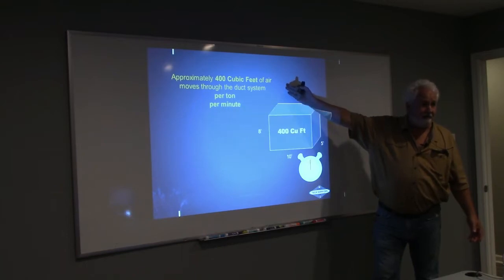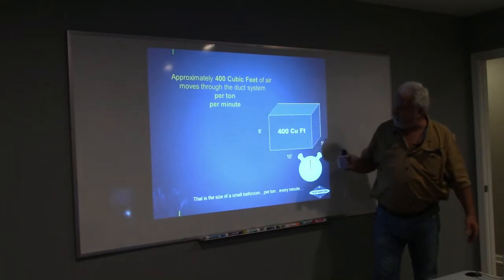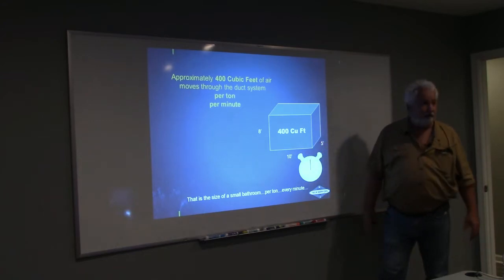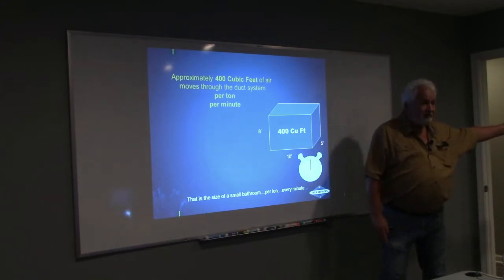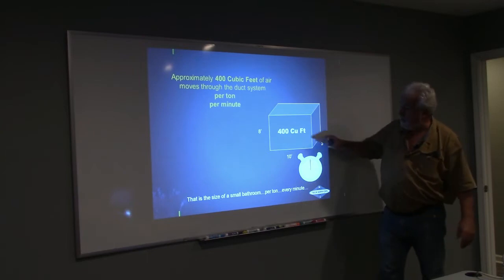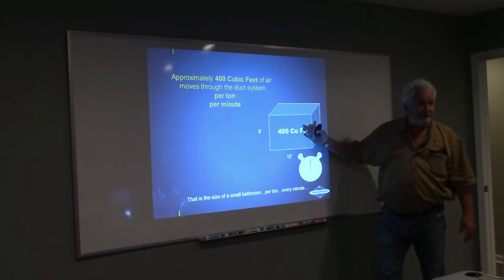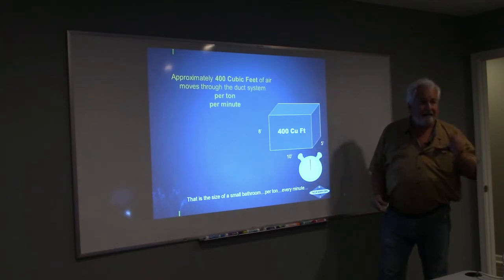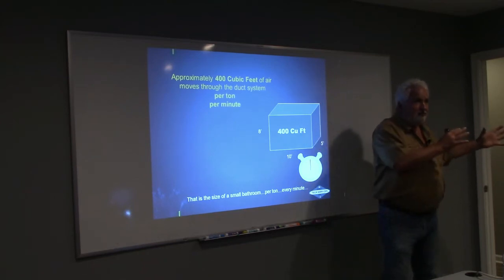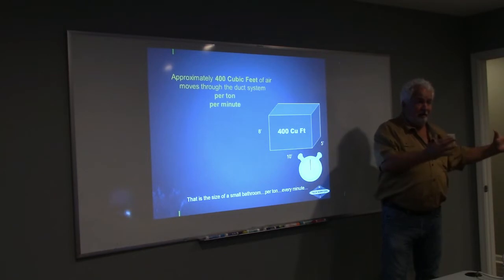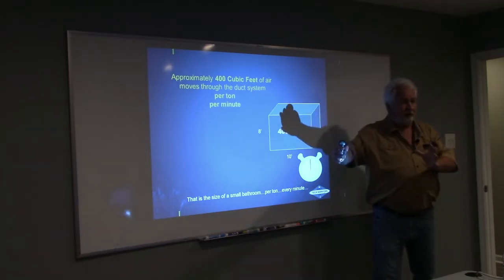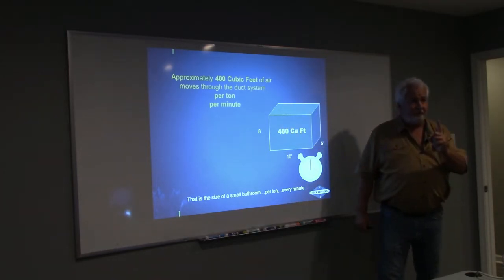Is that right? 400. So if I take a 10 foot by 5 foot room, maybe the size of a bathroom, 8 foot tall, that's 400 cubic feet. So every minute, I'm going to move a bathroom's worth of air across the evaporator coil in 1 minute's time. Does that make sense? Good.